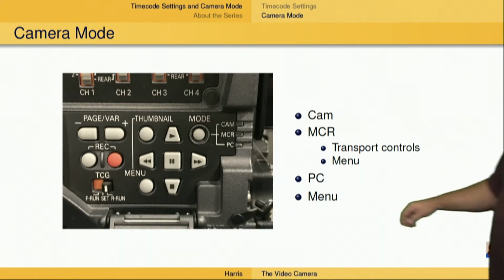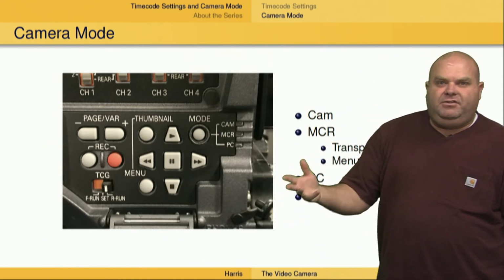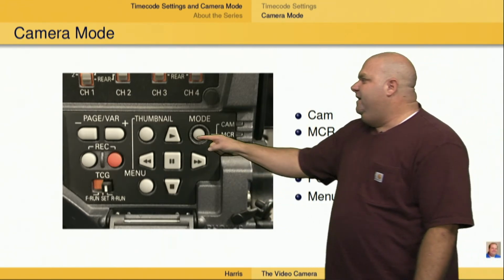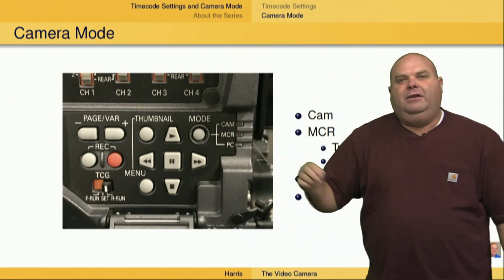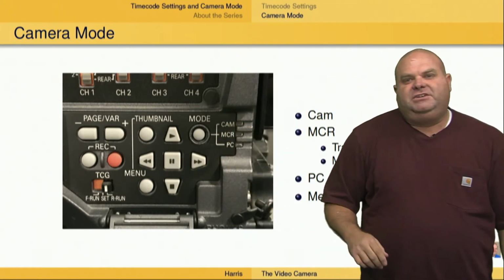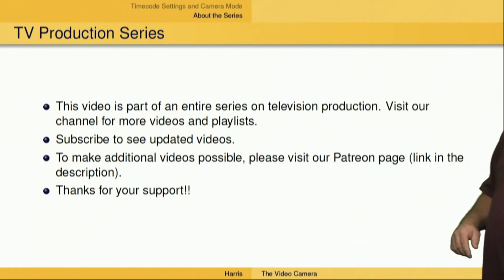I also want you to note the menu button here. The menu button allows us to access the menu. I'm going to cover the menu in other videos, but these transport controls allow us also to go up, down, left, and right within the menu structure. So that's pretty much a simple introduction to how the timecode and the mode selectors work on a generic camera.